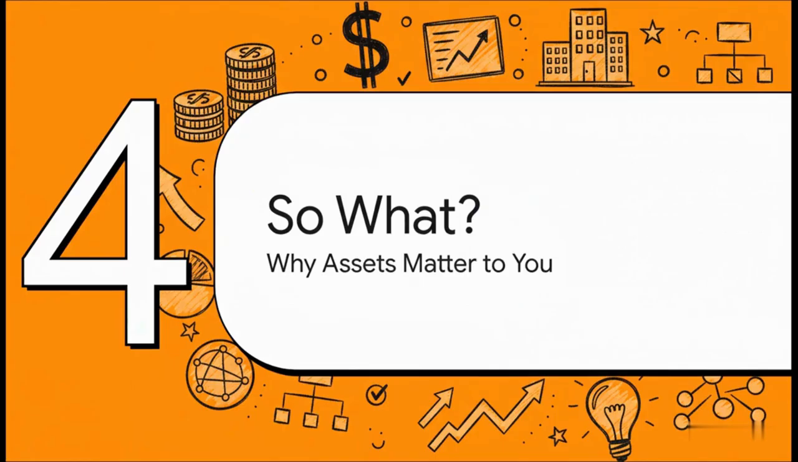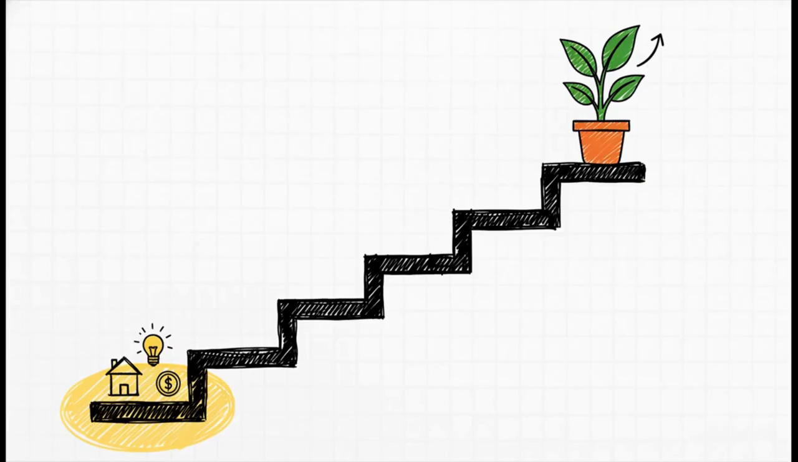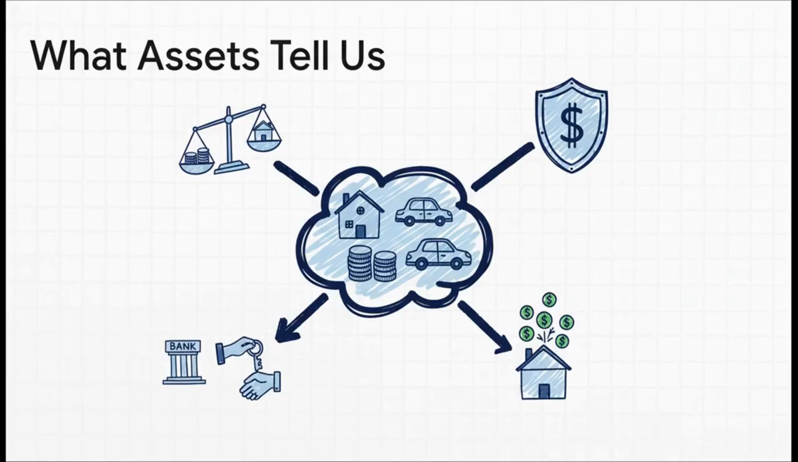Okay, so we've got definitions, we've got categories, but why does any of this actually matter? What's the point? This is where it all connects back to your life and your money. This is the so what of it all. It's really simple. Understanding what your assets are is the absolute first step to understanding your own financial health. It's like learning the basic vocabulary of building wealth. Think about it. Your assets tell a whole story. They're half of the formula for your net worth, which is just everything you own minus everything you owe.